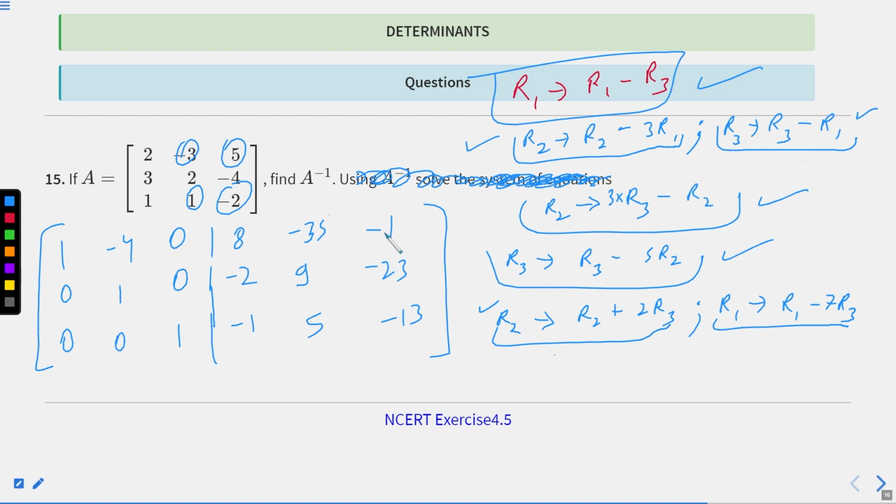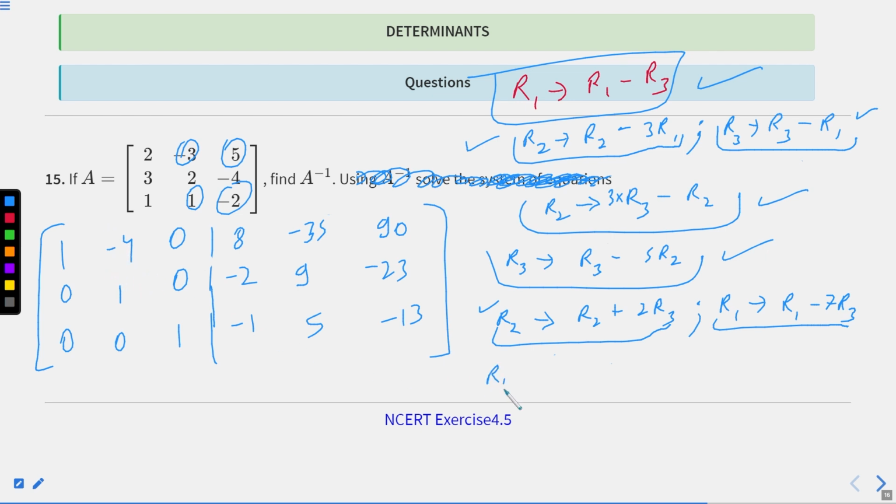Now for this, it will be minus 1 minus 7 times minus 13 means this thing. So this means minus 1 plus 91. So you will have 90. So far so good. Now what I want? Now I want this to be 0. Yes, I want this to be 0.